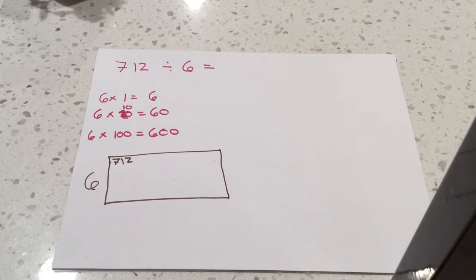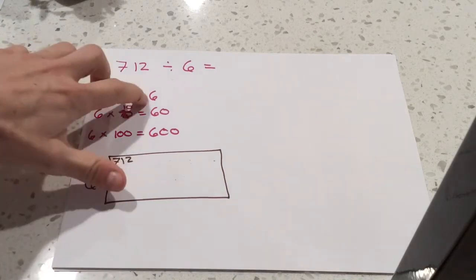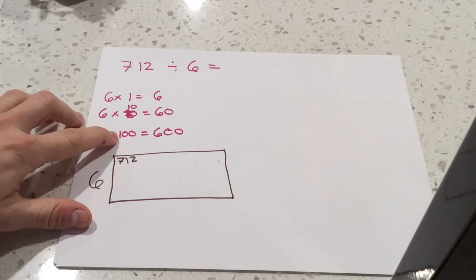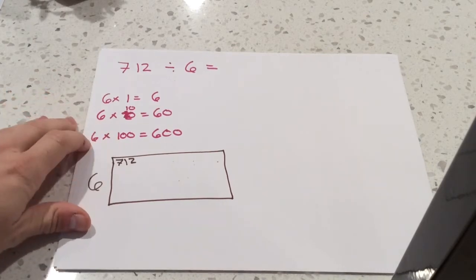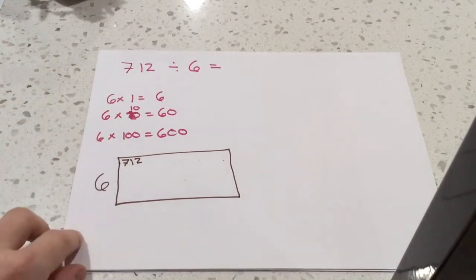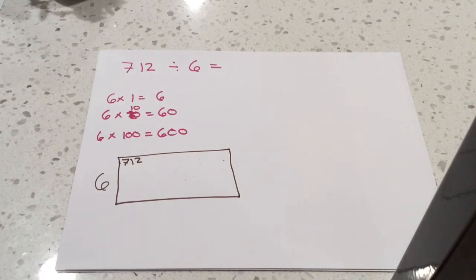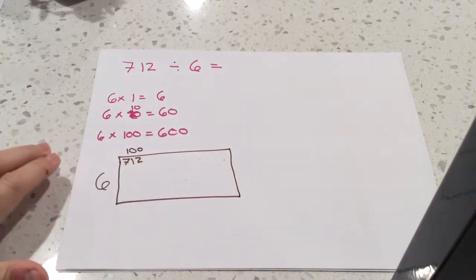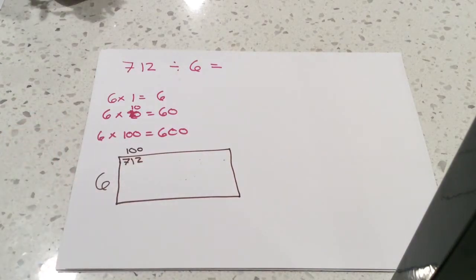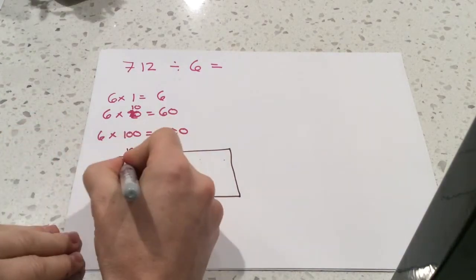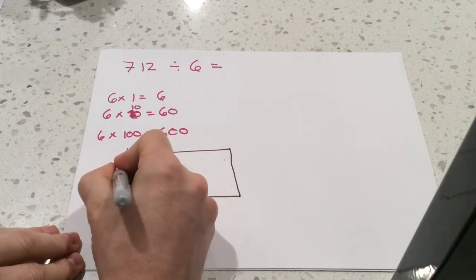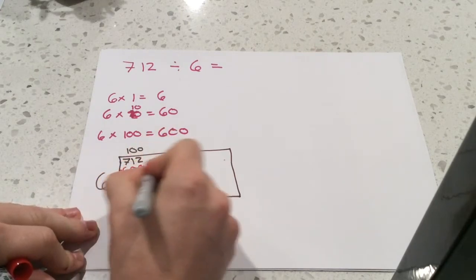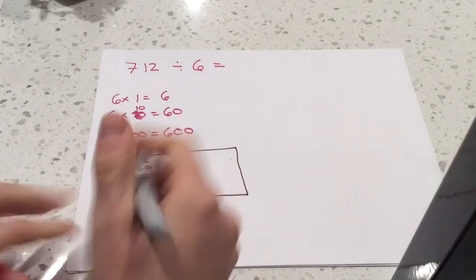Now I want to be asking myself, how many groups of 6 can I pull out of 712? Utilizing our basic facts here, I know I can pull out 100 groups of 6, and it's only going to give me 600. So that's a great place to start. I'm going to pull out 100 groups. When I pull out 100 groups, 100 groups of 6 would give me 600, and I'm left with 112.